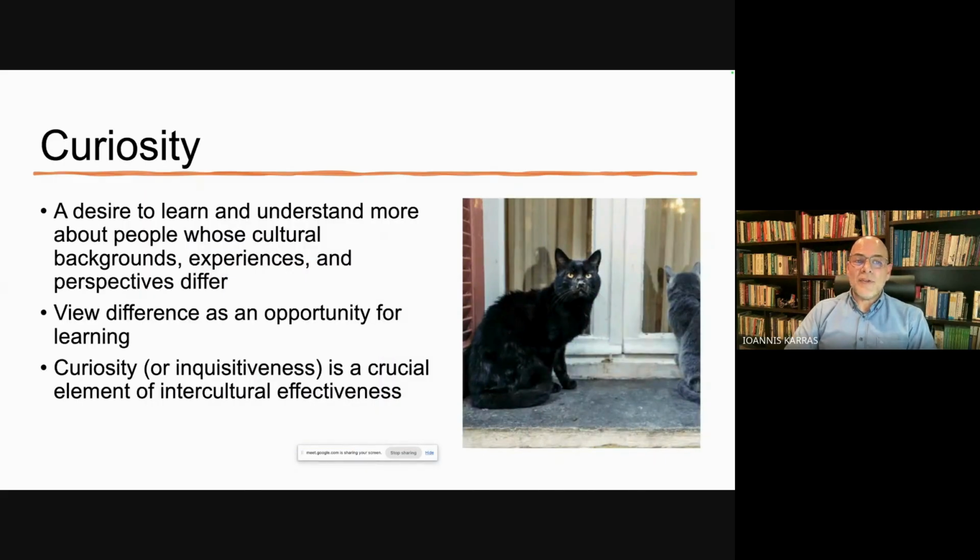And then another important notion is curiosity. At these ages, basically young learners, but I think people in general are quite inquisitive. And inquisitiveness is a crucial element of intercultural effectiveness. So this natural desire to learn, you know, and in English, we do say curiosity killed the cat. But in this case, curiosity is good. So we want to encourage our students to be inquisitive, to try to view differences as an opportunity for learning, as an opportunity to reflect, and not as an opportunity to judge, for example.